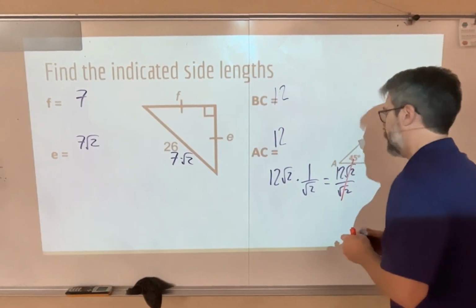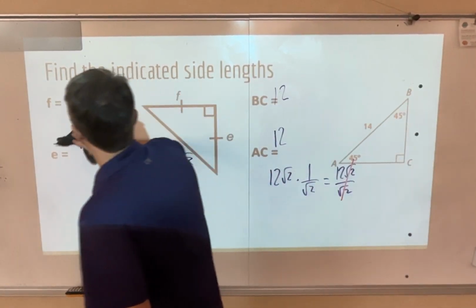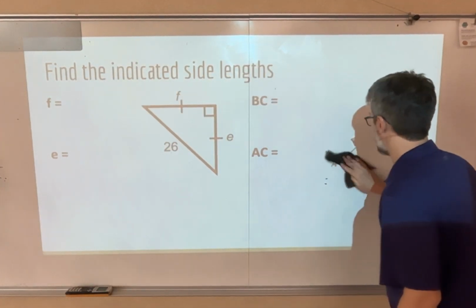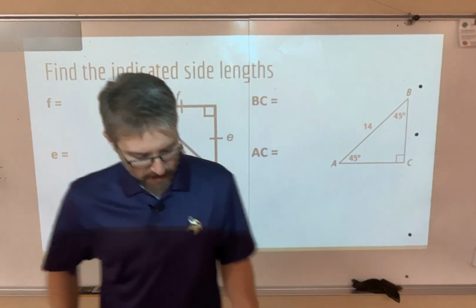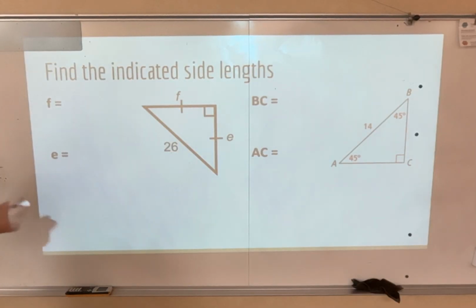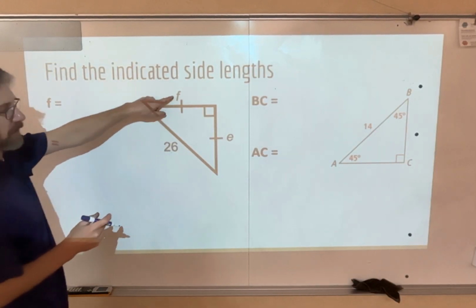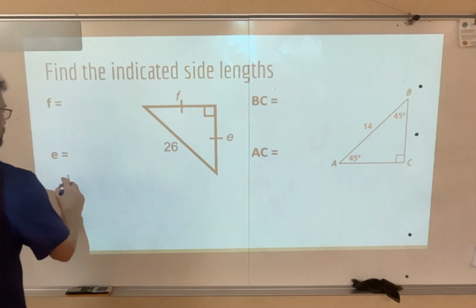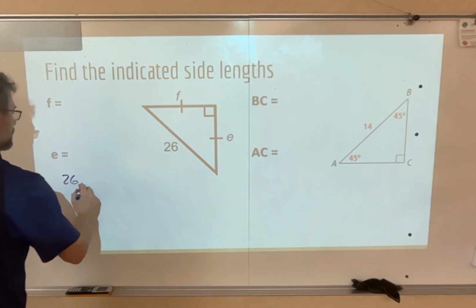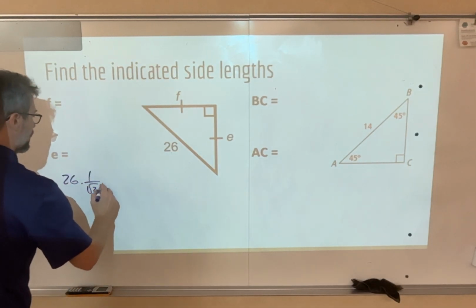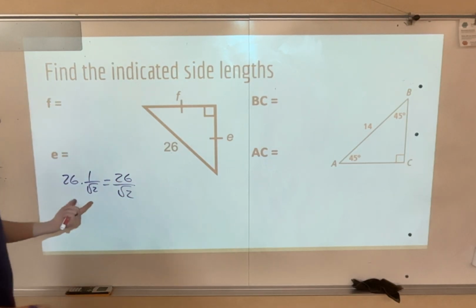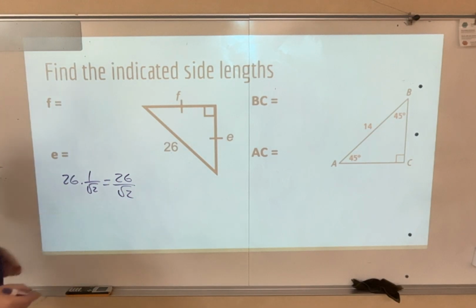All right, a couple more. Now, sometimes we still have to do a little bit more work and do some rationalizing for these, even with a shortcut. So with this one, I've got the hypotenuse. I'm trying to figure out the legs. All I have to do is multiply by 1 over root 2. So 26 times 1 over root 2. And feel free to just do 26 over root 2. You don't even have to write this part. You can skip right to this step.